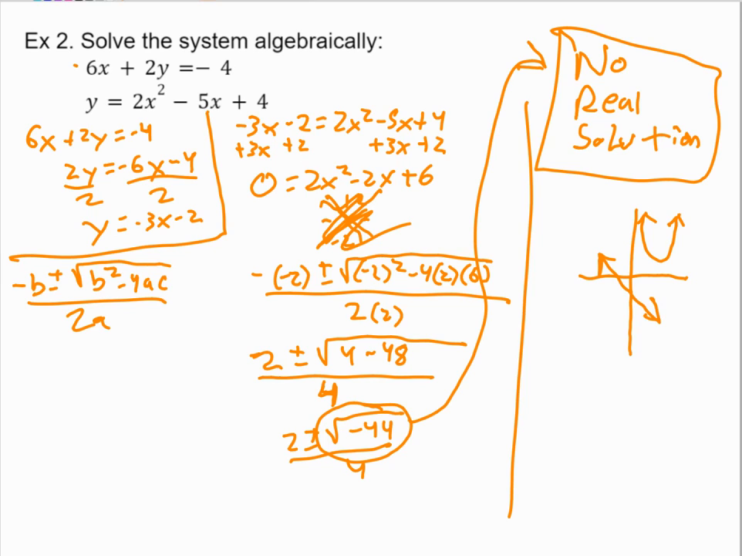So that's how you solve a linear quadratic system algebraically. You get them both into y equals, you set them equal to each other, solve for x, and take your answer for x and plug it back into one of the equations to find y.